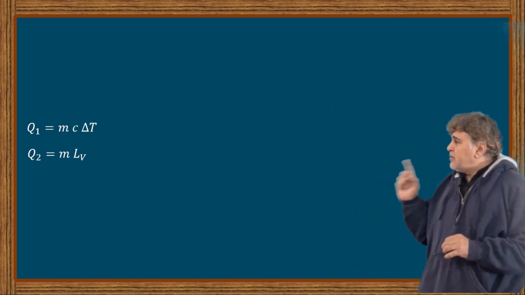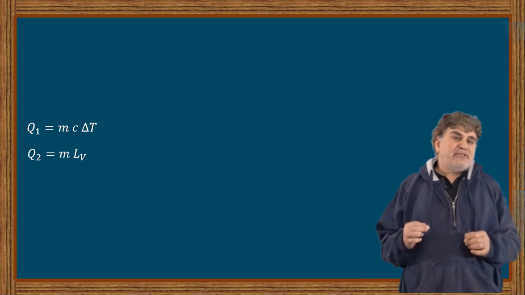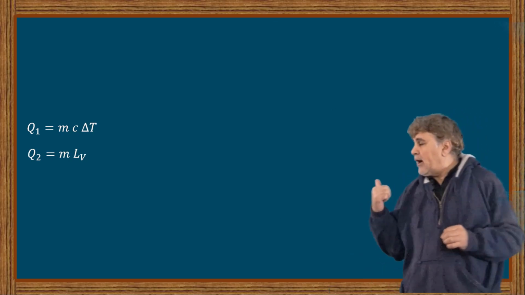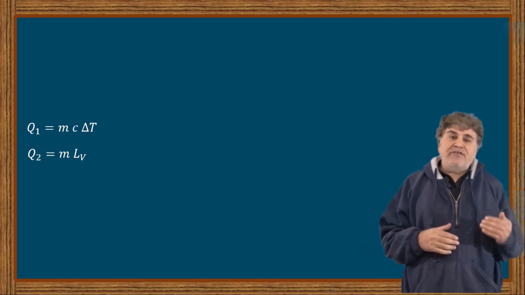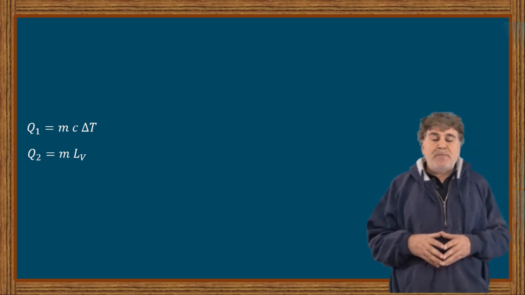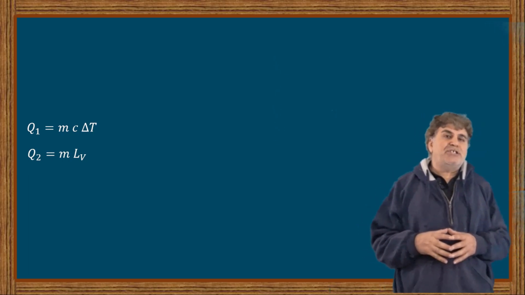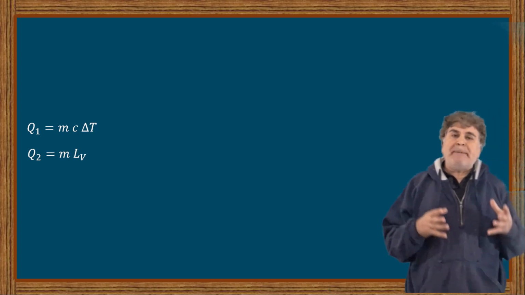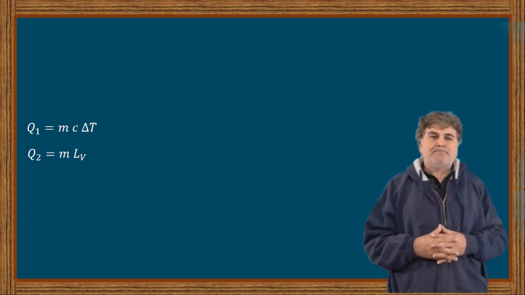The first of these two equations says that if we know the heat capacity of a substance, we can find the amount of heat Q1 for a given mass of the substance by changing the temperature to the desired value delta T. And the second one says that if we know the latent heat of evaporation, we can find the amount of heat needed to completely evaporate a given amount m of the substance.